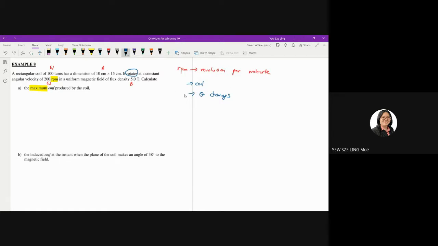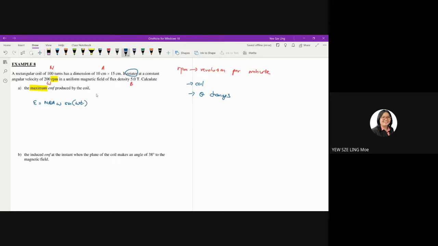When it comes to a rotating coil, we have EMF equals NBAω sin ωt. Most of the time we use ωt, but if the question gives you the angle in degrees, then you have to use sin θ. But ωt means that it should be in radians. If you use the equation with ωt, then it should be in radians.